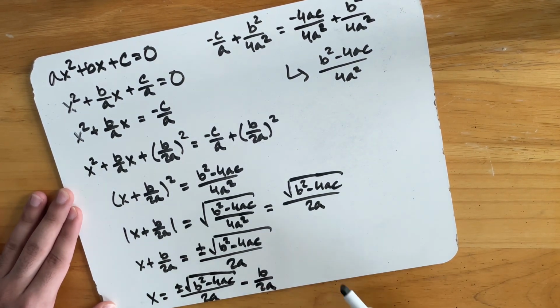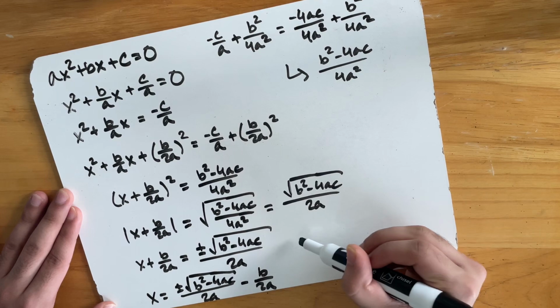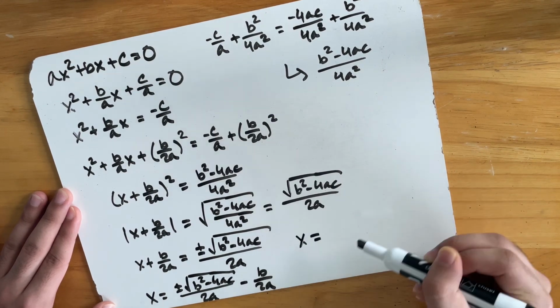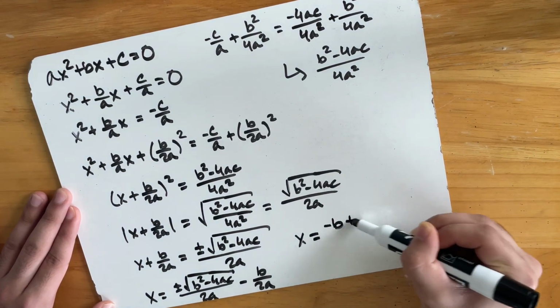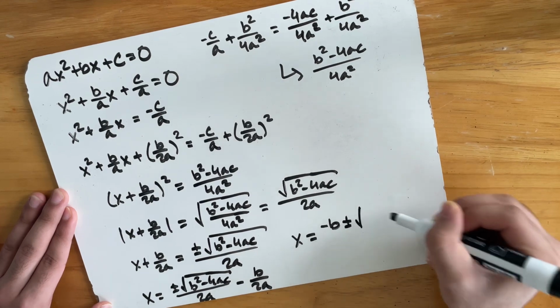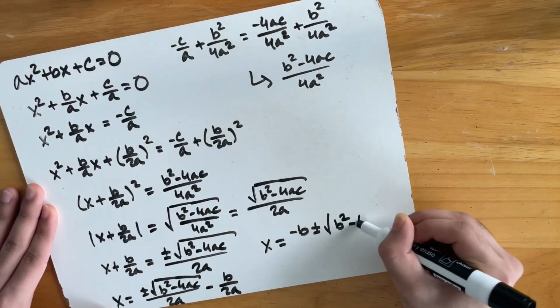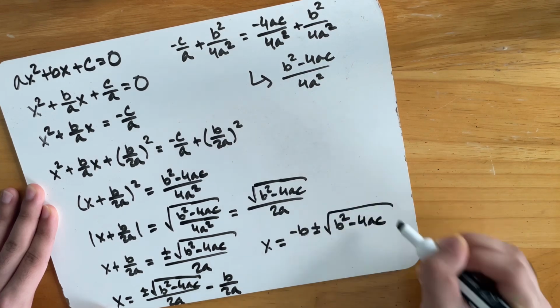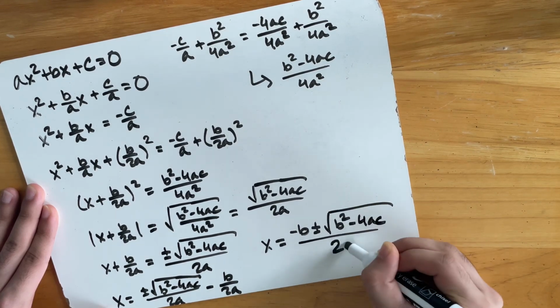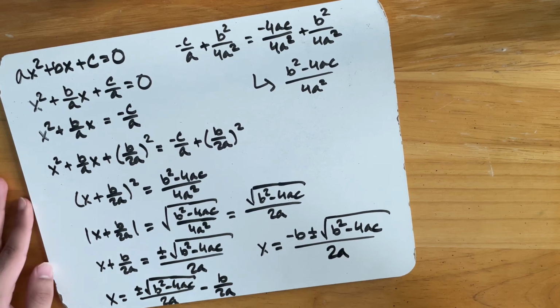Now we can do a little rearrangement, and we've got a common denominator here, so we can just add the numerators together. So we'll get our final answer that x is equal to negative b plus or minus the square root of b squared minus 4ac all over 2a. In other words, the quadratic formula.